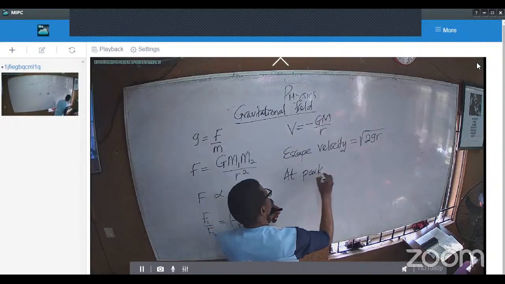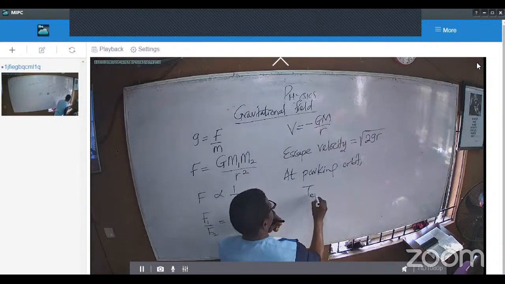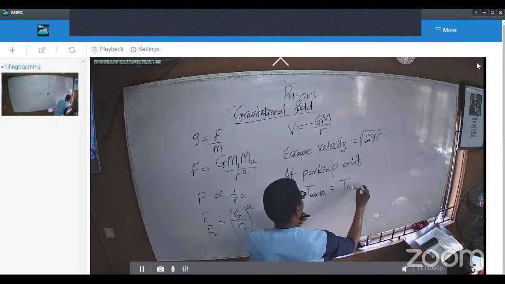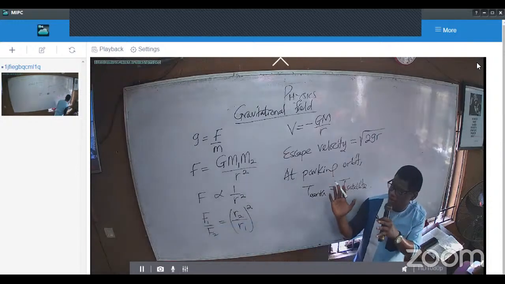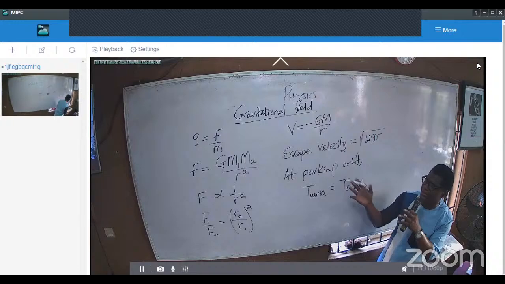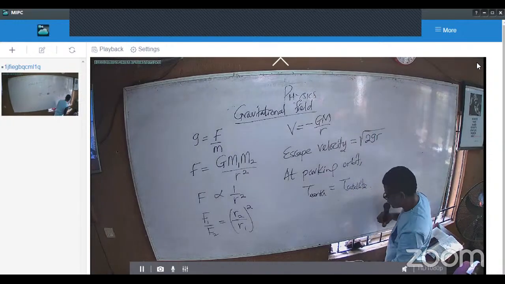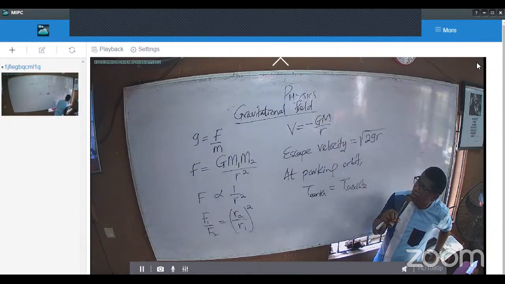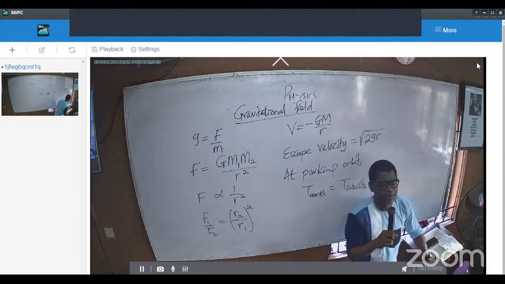So escape velocity is the square root of 2gr at parking orbit. At parking orbit, T for what? T for Earth, it was the period though. It was T for satellites. That's another topic. That's a summary of the whole topic. That's why I say we are going to do this one before motion. We cannot summarize motion like that. Motion is one of the widest topics in physics. So we have g is F over m. There's nothing that we ask you outside this range. Escape velocity.